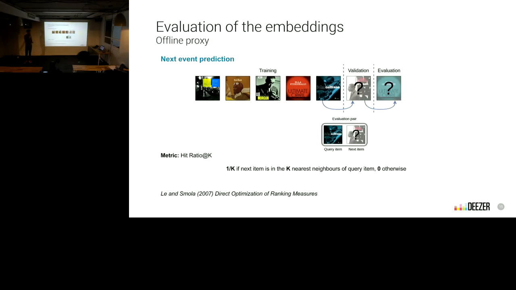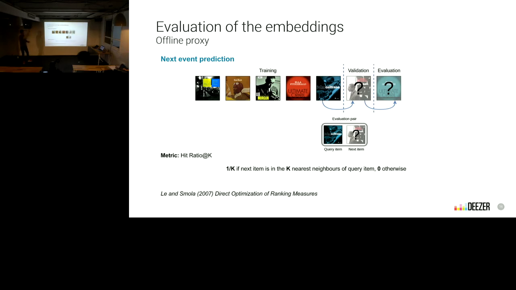We evaluate our embeddings on an offline proxy of a recommendation task, which is called next event prediction. It's pretty straightforward. The goal is, when you have a sequence of items, to be able to predict what is the next item in the sequence. So we split our listening sessions into training session, validation item, and evaluation item.